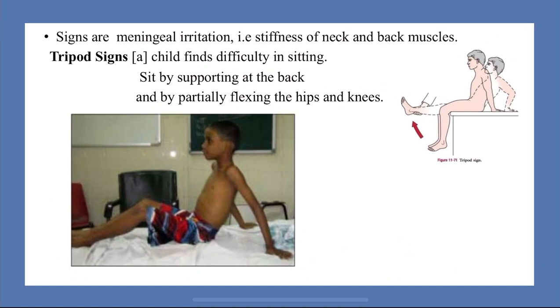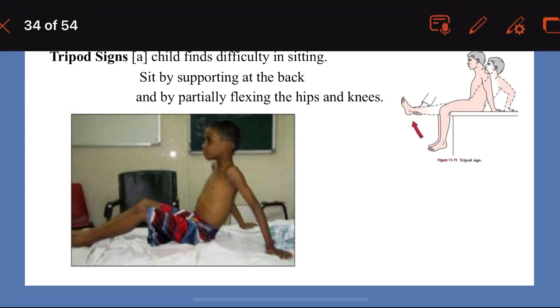There can also be signs of meningeal irritation. What are the signs of meningeal irritation? It is the stiffness of the neck and the back muscles. The tripod sign may be present. What is tripod sign? You can see here the child finds a difficulty in sitting, so he sits by taking the support at the back and by partially flexing the hips. Okay, the tripod sign.